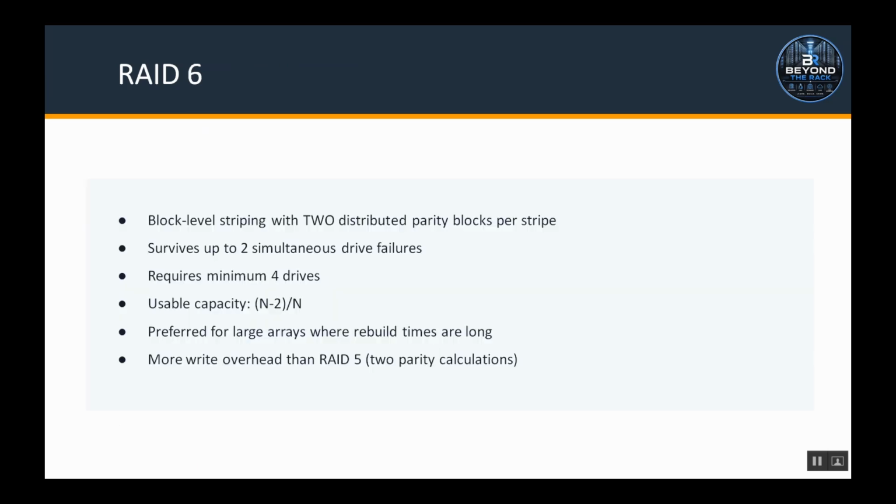Here we are going to discuss RAID 6. It's a bit similar to RAID 5, but it has double parity. Block level striping with two distributed parity blocks per stripe survives up to 2 simultaneous drive failures, requires a minimum of 4 drives, usable capacity (n-2)/n, preferred for large arrays where rebuild times are long, more write overhead than RAID 5 because of 2 parity calculations.